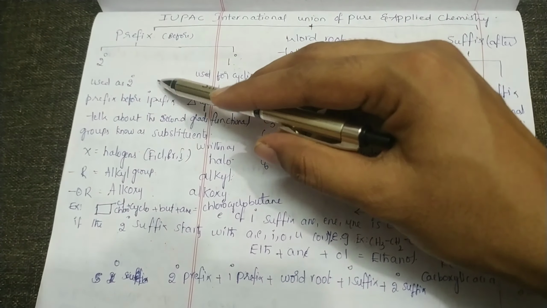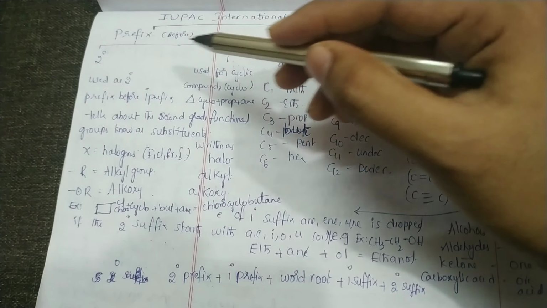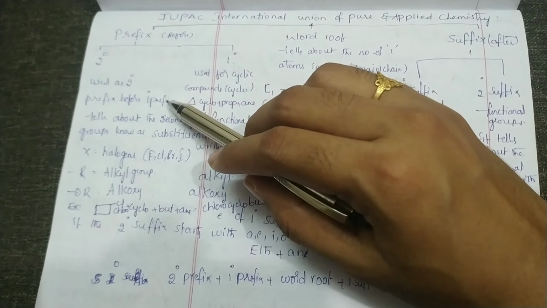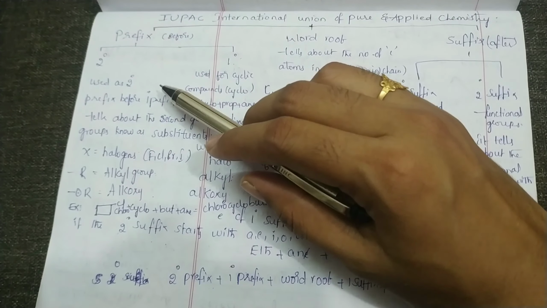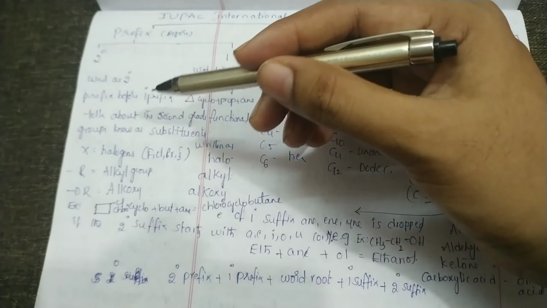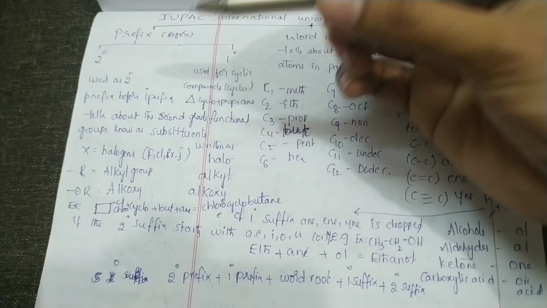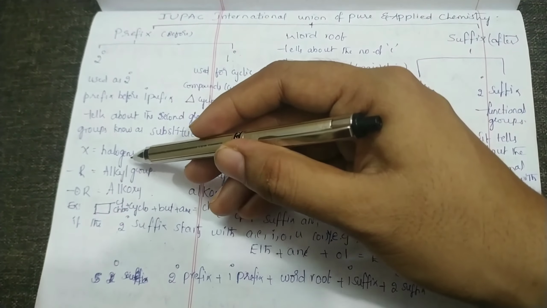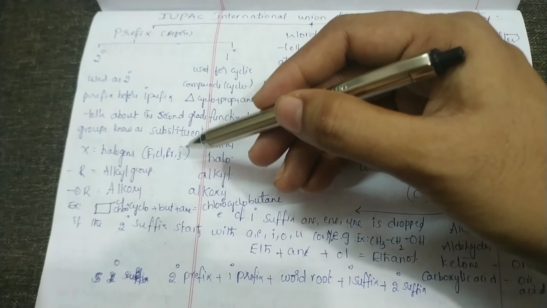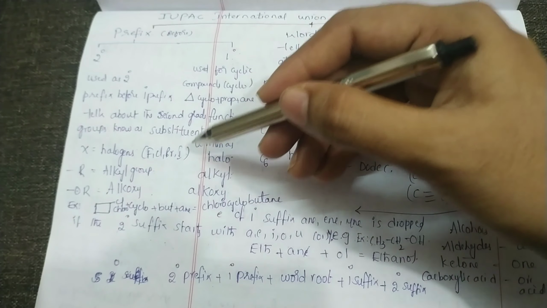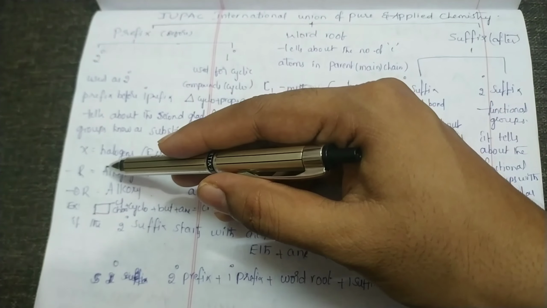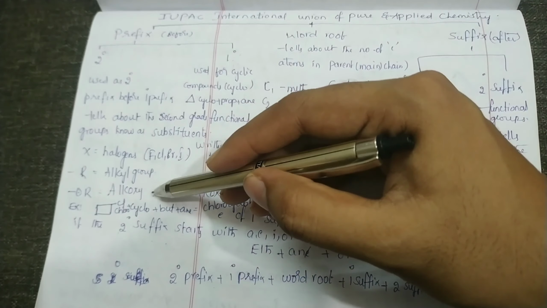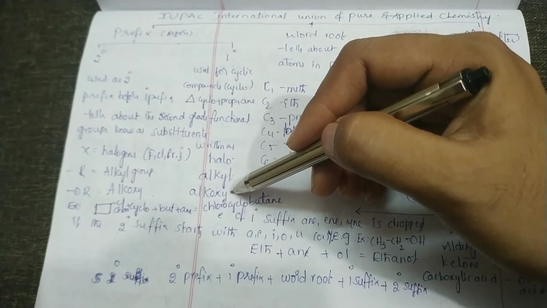Prefixes are secondary prefix and primary prefix. We use the secondary prefix before the primary prefix. The secondary prefix tells about the second grade functional groups, which are known as substituents. They are halogens. Halogens are fluorine, chlorine, bromine and iodine. Halogens we write as halo. Next, alkyl group, which we write as alkyl. For alkoxy group we write alkoxy.